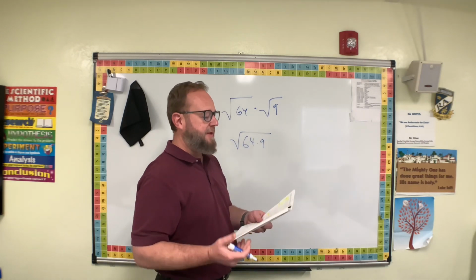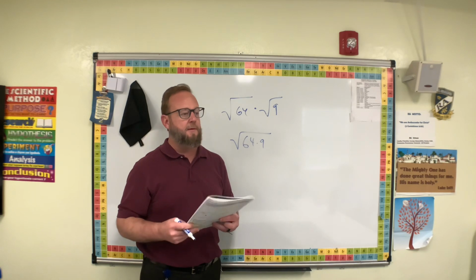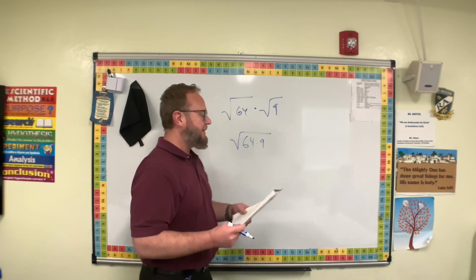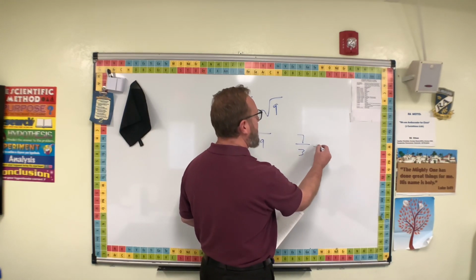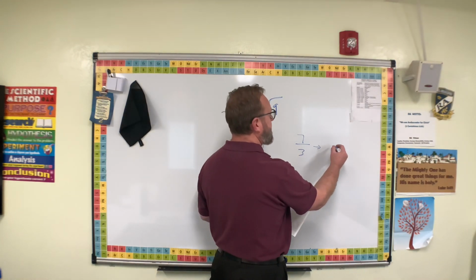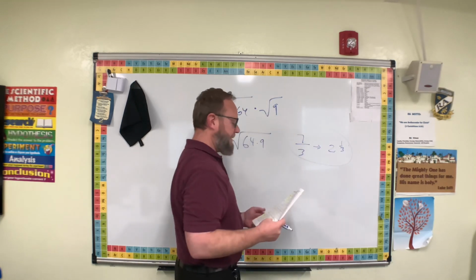Number 2, can you do that one? 7 over 3. Yes. So the answer is yes, and you have an answer. Now can you simplify 7 over 3 at all? No. Well, you can turn it into a mixed number. What would the mixed number be? It would be 2 and 1/3. 2 and 1/3.